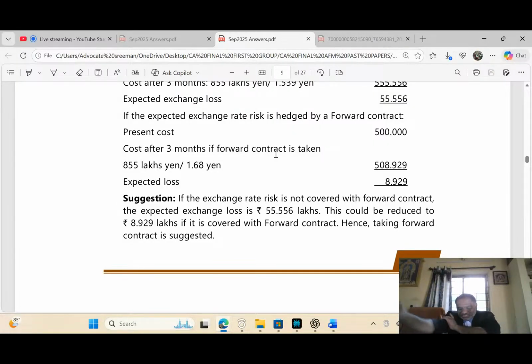If the exchange rate risk is not covered with forward contract, the expected exchange loss is 55.556 lakh. This could be reduced to 8.929 lakh if it is covered with forward contract, hence taking forward contract is suggested.